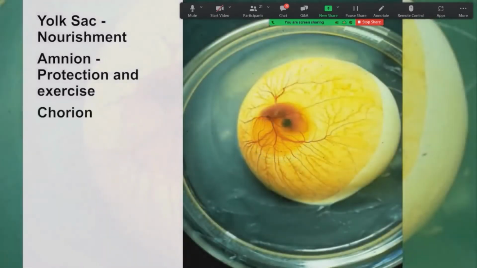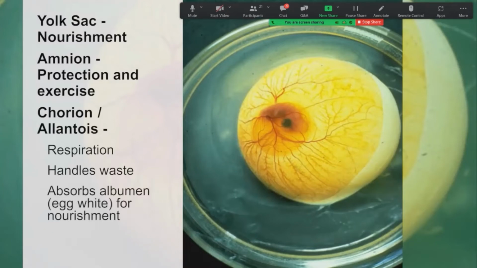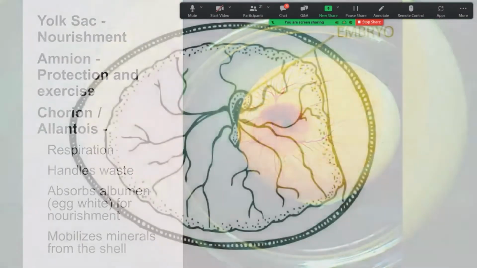The chorion initially contains the yolk sac and amnion. However, it soon fuses to the allantois and becomes one system. The 4 main functions of the chorioallantois are respiration, handling waste from the kidneys, absorbing albumin, egg white, for protein, and mobilizing minerals from the shell to help develop and harden bones and beak. These membranes are very important for the proper development of the chicken embryo and will be evident as you observe the embryo up to hatch.